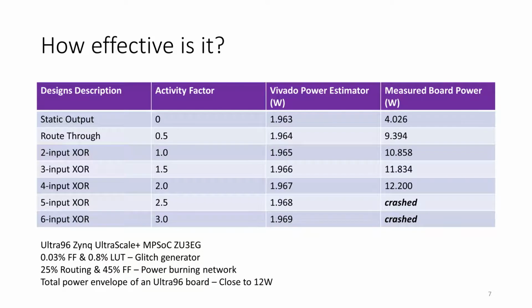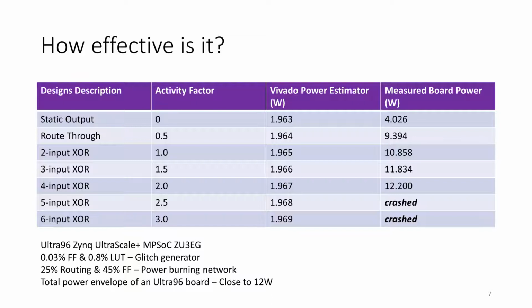So we experimented with the vendor tools to see what they pick up if we use a different amount of inputs for the lookup tables. The whole malicious design, which was 47 of these glitch generators, just uses 0.03% of flip-flops and 0.8% of lookup tables on the Ultra96 board. The power-burning network took a quarter of the routing resources and less than half of the flip-flops to anchor down the routing with transparent latches.